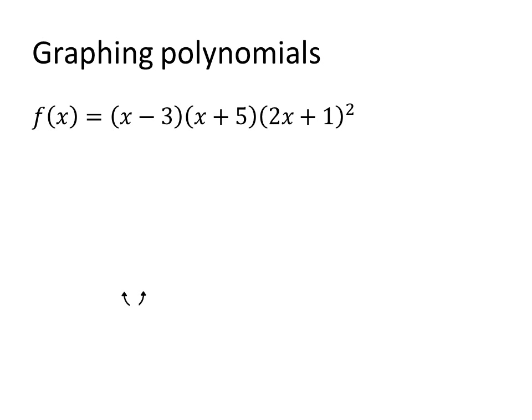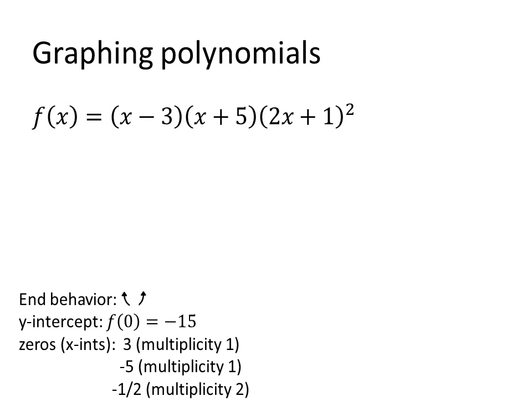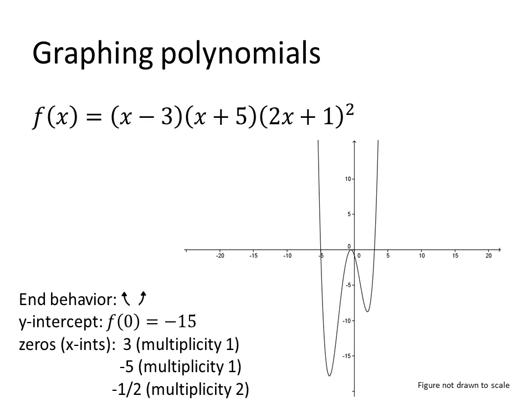So if we wanted to now graph this polynomial, we could now figure out these different aspects. We knew the end behavior and the y-intercept from before, but now we know that the zeros are 3, -5, and -1/2 with their multiplicities, and so we could sketch a rough graph of this function.